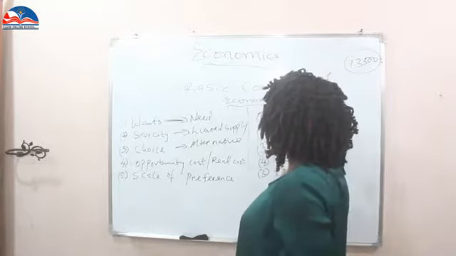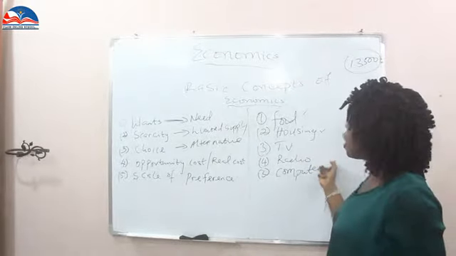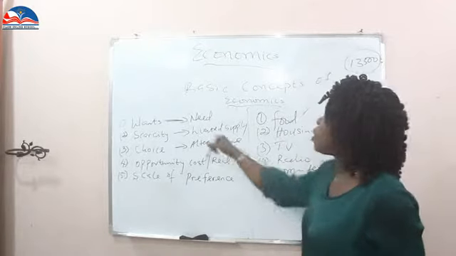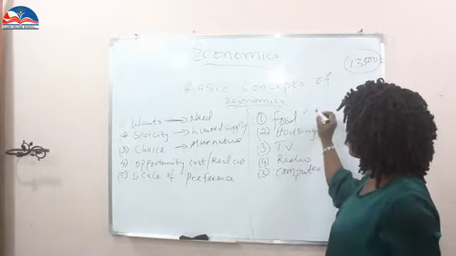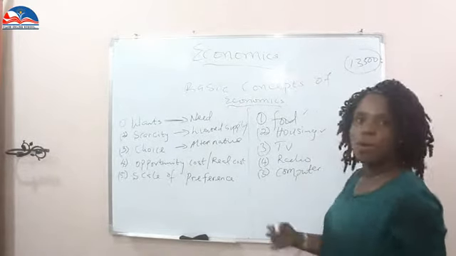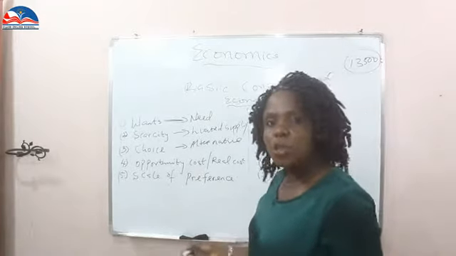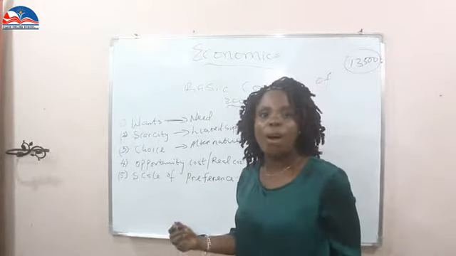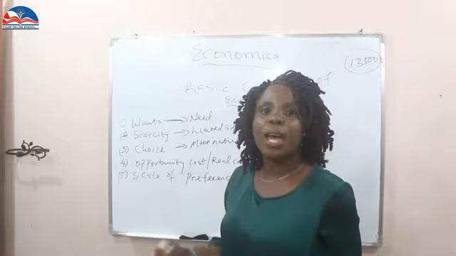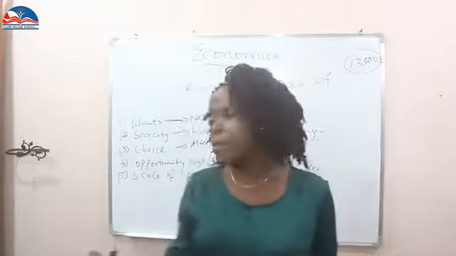So our food comes first, our housing follows, then our TV, our radio, our computer. Whichever scarce resources we have, the first is what will be satisfied first, then followed by the next, and the other ones follow. So like I told you, scale of preference has to do with arranging our order of need according to preference, according to what we need most as an individual. That is scale of preference.